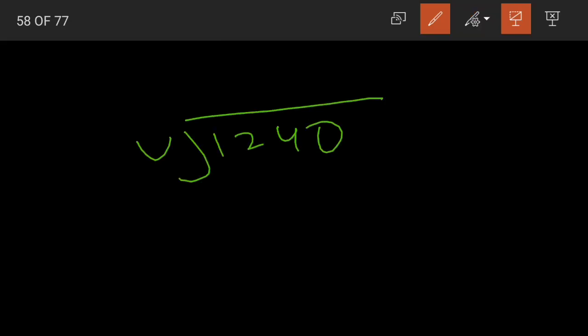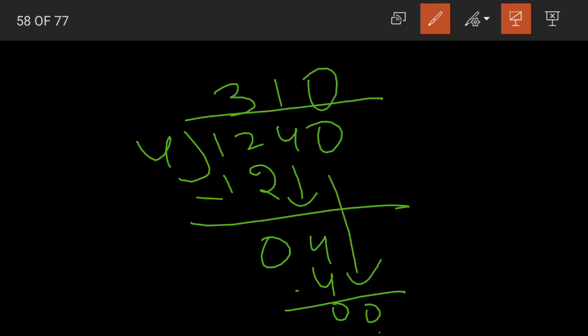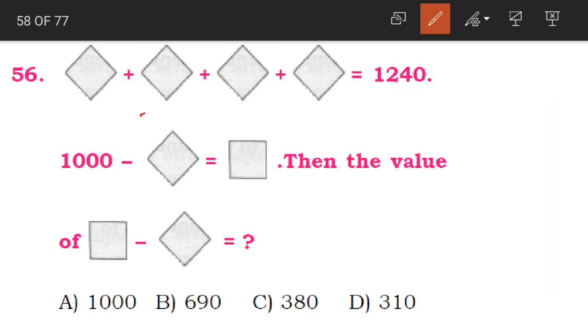1240 divided by 4. 4 3s are 12. Subtract, 0, 4 brought down, 4 1s are 4, minus 0, again 0 brought down, so we will keep a 0 here, as 4 zeros are 0. So what is our answer children? 310. What is 1 R equal to? 310. Clear? Now here what are they saying? Let me erase it all. R is equal to 310.